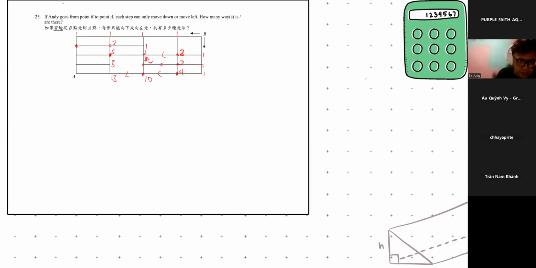Then here, we have, again, an intersection, 3. 3 plus 5, that's 8. 8 plus 5, that's 13. 13 plus 15, that's 28. And that should be the answer. Yes, the answer is 28.